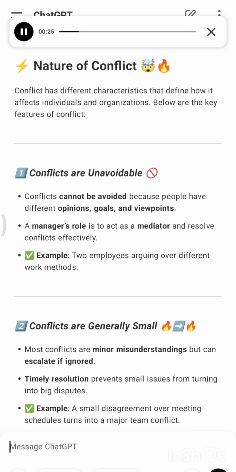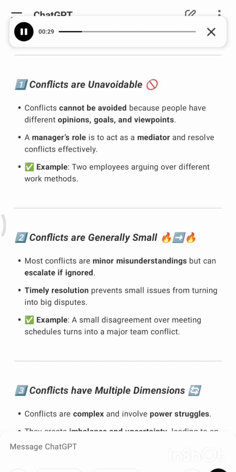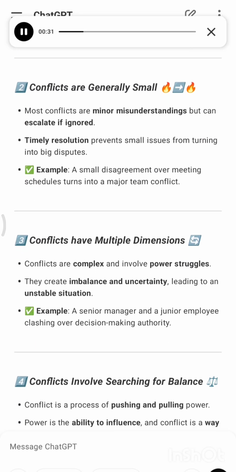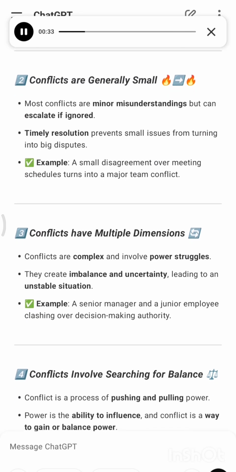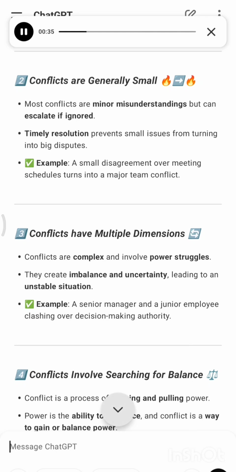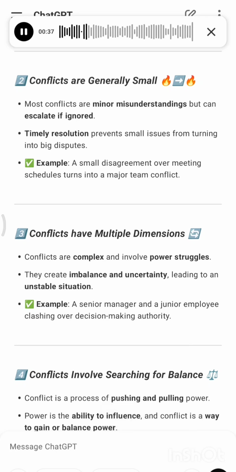Example, two employees arguing over different work methods. 2. Conflicts are generally small. Most conflicts are minor misunderstandings but can escalate if ignored. Timely resolution prevents small issues from turning into big disputes. Example: a small disagreement over meeting schedules turns into a major team conflict.